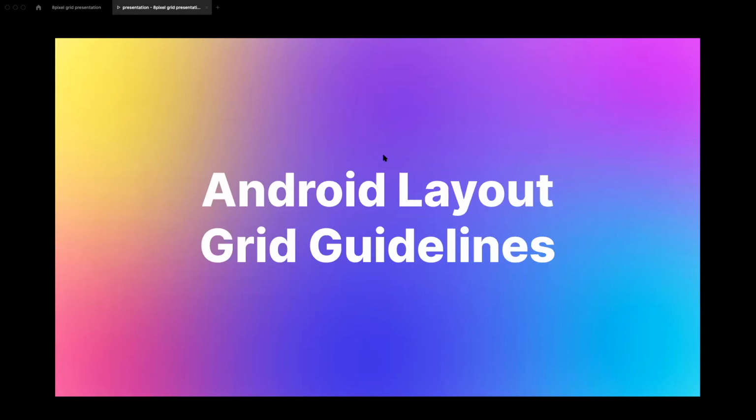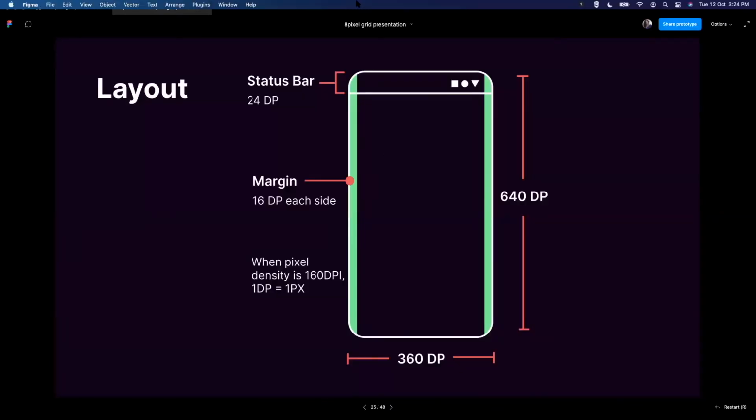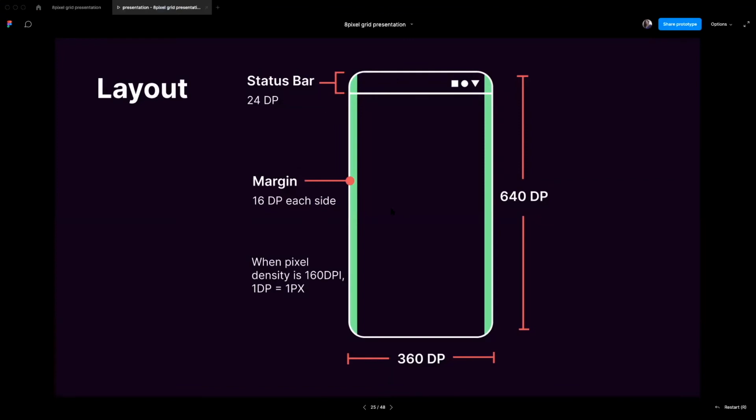In this picture, you can see the anatomy of an Android layout with the height of 640 dp and a width of 360 dp. The height of the top status bar is 24 dp, and the margin is 16 dp for each side. When pixel density is 160 dpi, 1 dp is 1 px.